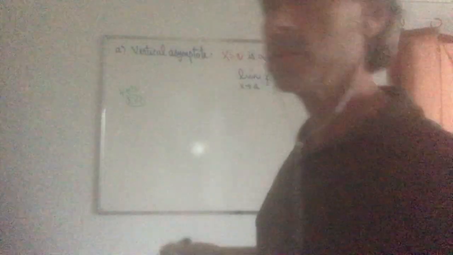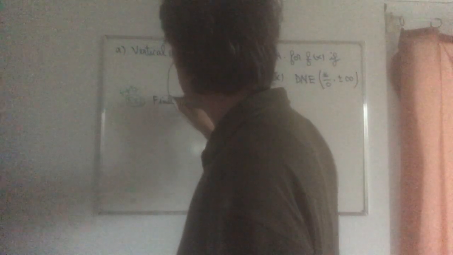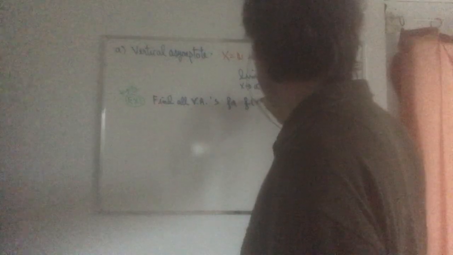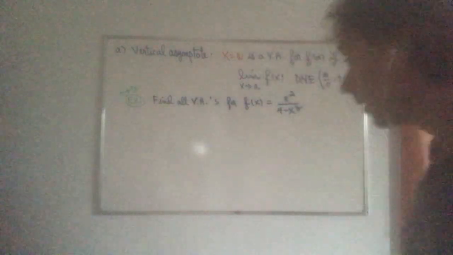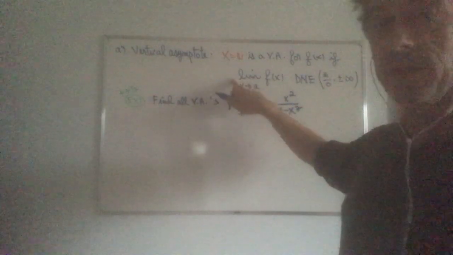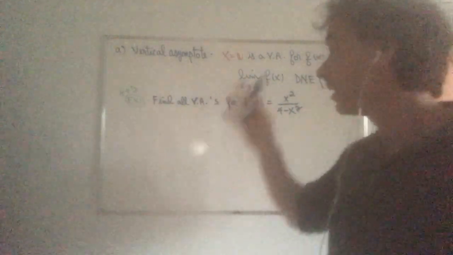Example 1. Let us start a little on the mellow side, so 2.5 star. Find all vertical asymptotes for f of x equals x squared over 4 minus x squared. Good. So we have this function and we want to know where the vertical asymptotes are. We're going to involve the concept of a limit, and we take the limit as x approaches some unknown number which will correspond to an asymptote if the condition is satisfied.